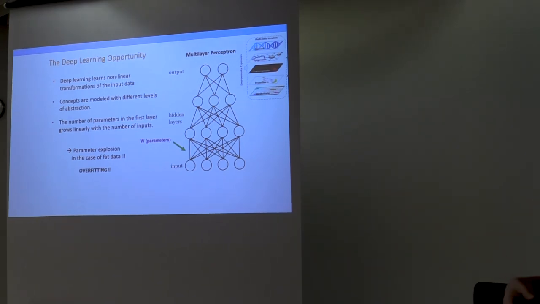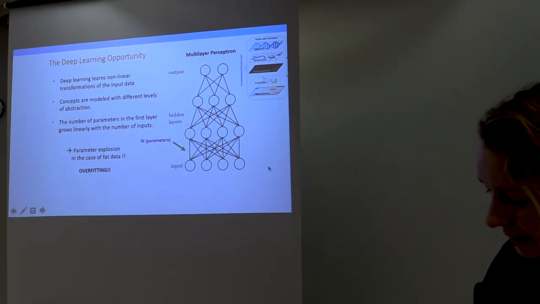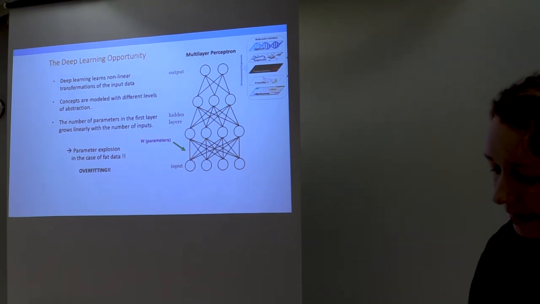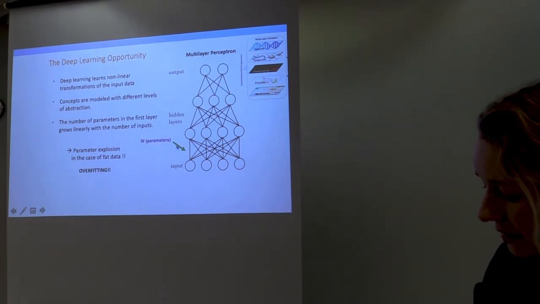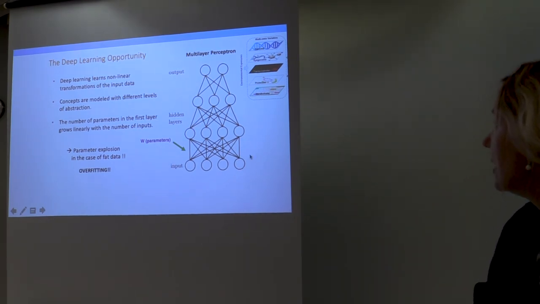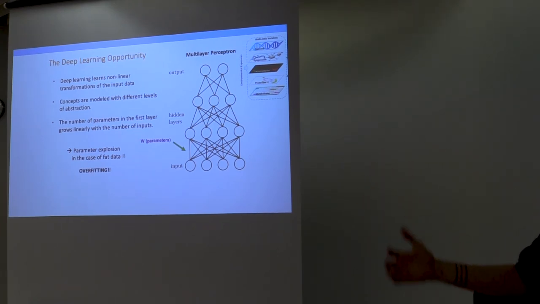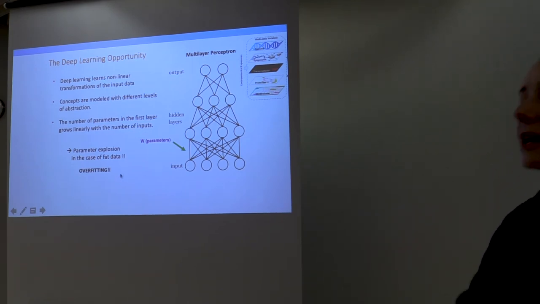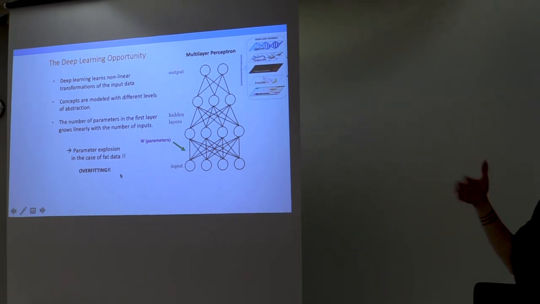The problem is that in neural nets we have this input layer that will be the data, and that is linked to this first hidden layer, and the number of parameters that you'll have here will be a function of your input data. Since our data has a lot of features, we're in a situation where we will have a parameter explosion in this first layer of the network. And this can lead to a lot of issues. One of them is overfitting, so learning the data by heart.